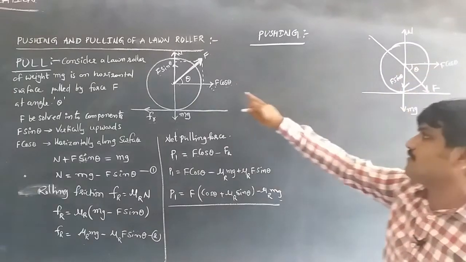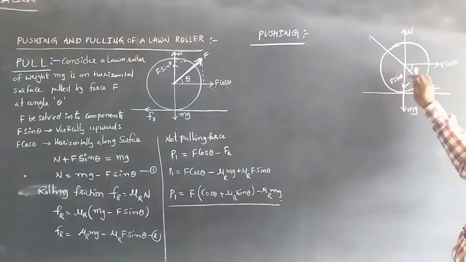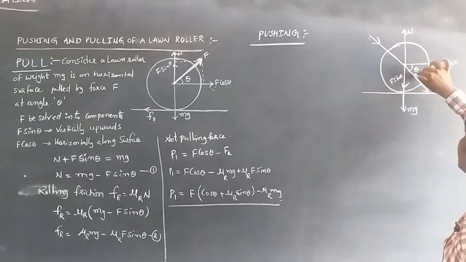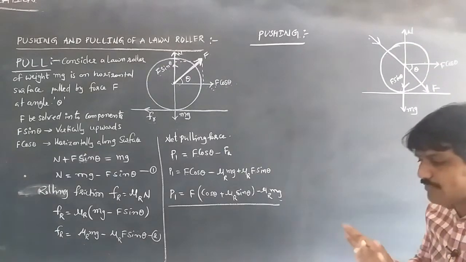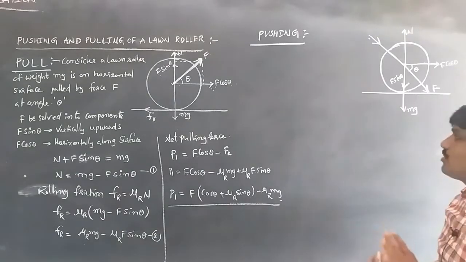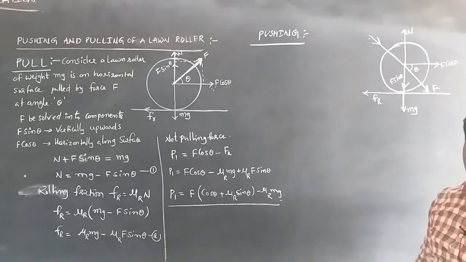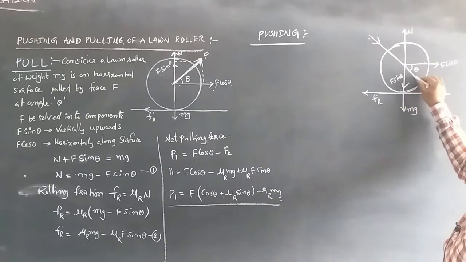In the case of the pulling force, F sin theta acted vertically upwards. In the case of pushing, the net force is acting in this direction. When the external force is applied on the body, the resultant force, that is rolling friction, is acting opposite to the net resultant force. So that's why Fr is acting in this direction.